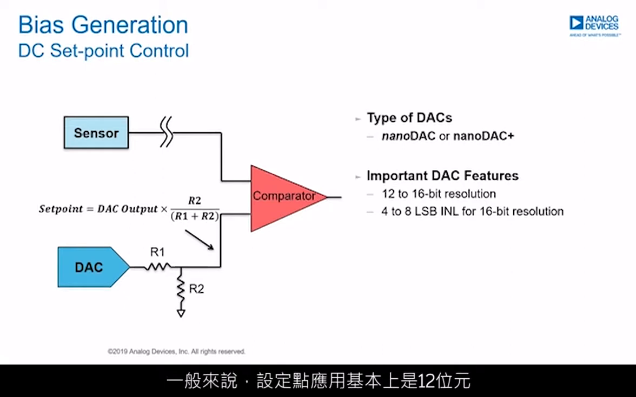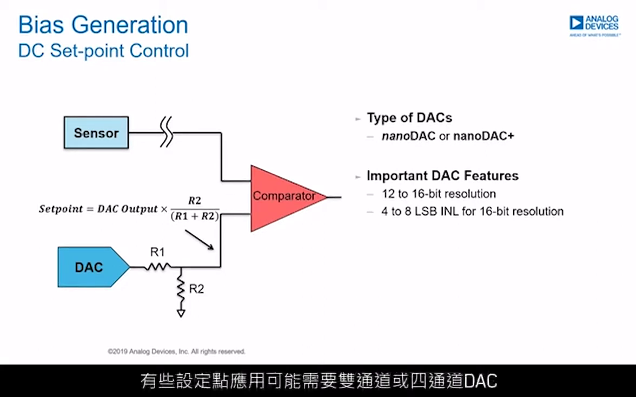In general, set point applications are 12-bit in nature, but some can require greater resolutions up to 16-bit. In this case, they do not require 16-bit accuracy, and hence INL of 8 or more LSBs may be sufficient. In multiple set point applications, a dual or quad-channel DAC might be needed.